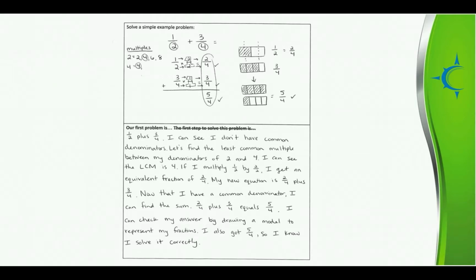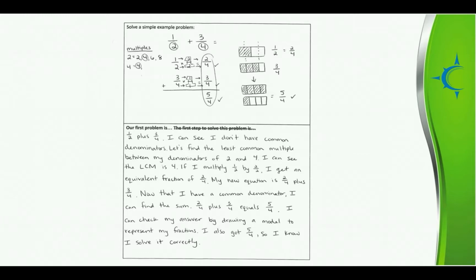After she solved it, she wrote, "Our first problem is 1/2 plus 3/4. I can see I don't have common denominators. Let's find the least common multiple between my denominators of 2 and 4. I can see the LCM is 4. If I multiply 1/2 by 2 over 2, I get an equivalent fraction of 2/4. My new equation is 2 over 4 plus 3 over 4.